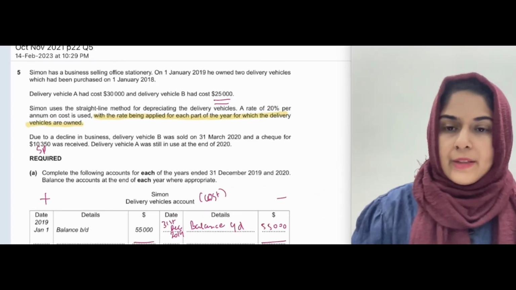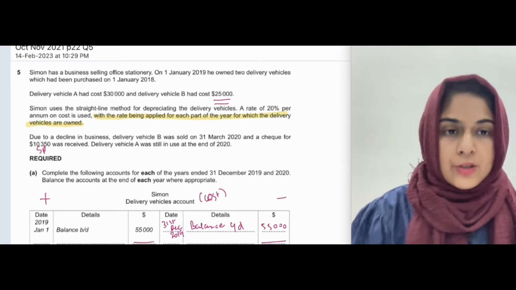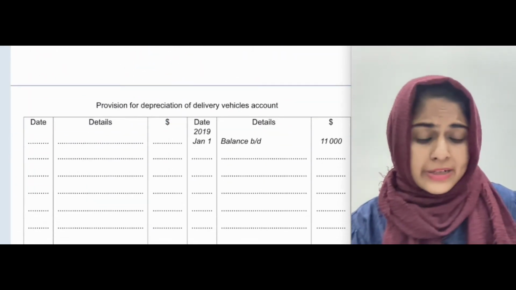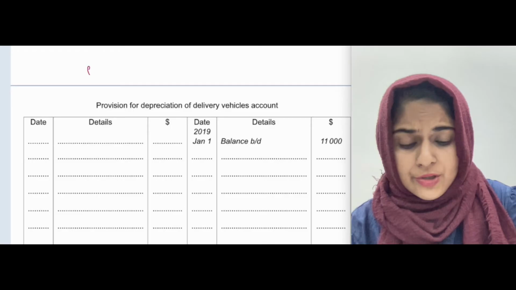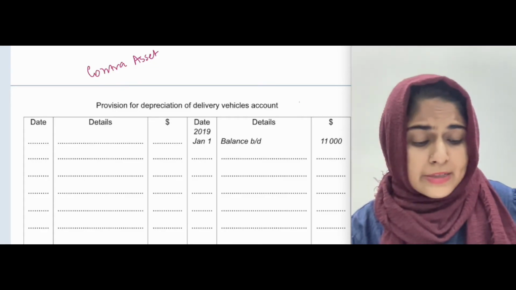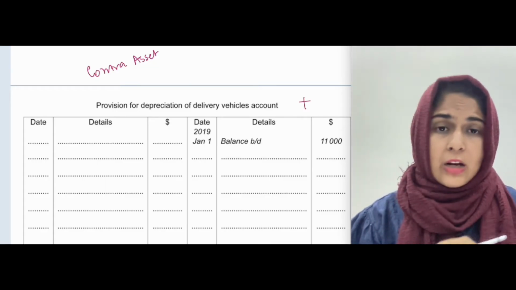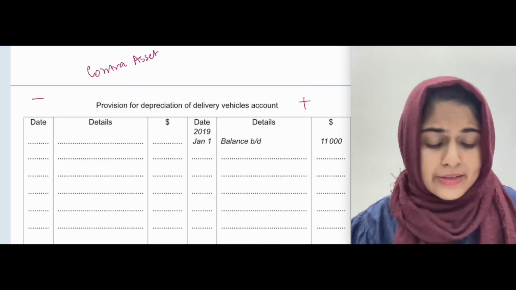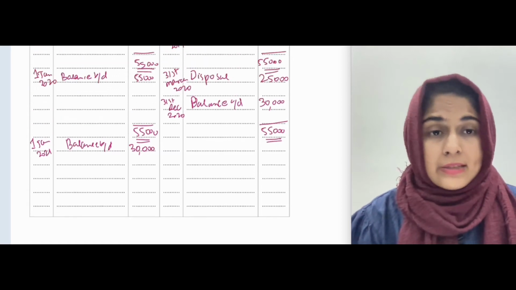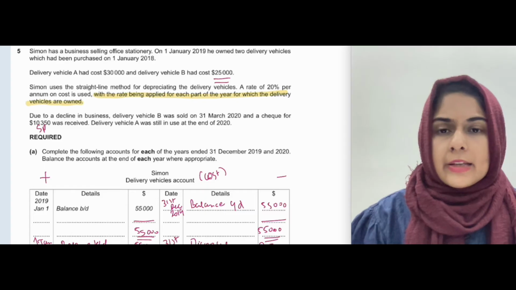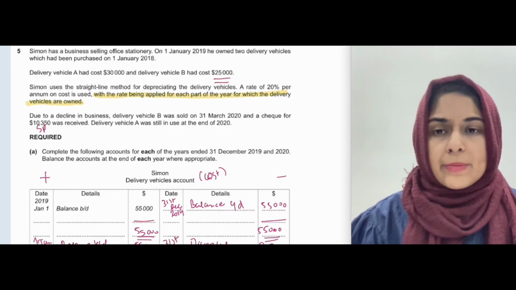In part B of the same question, they are asking you to make a provision for depreciation account, and as you might know already, provision for depreciation is a contra asset account. तो contra का मतलब होता है अंग्रेजी में opposite. So provision for depreciation का account जो है वो credit पे increase होता है और debit पे decrease होता है, and it has a balance brought down on the credit side, because it's the opposite of an asset. ठीक है? And then they are saying कि आपको depreciation provide करनी है 20% per annum on cost.